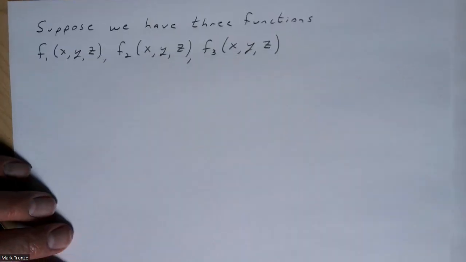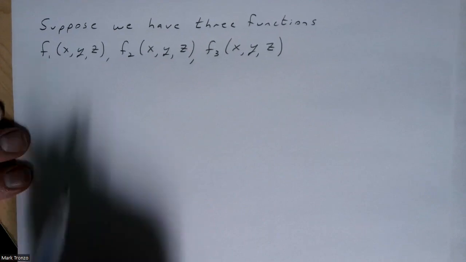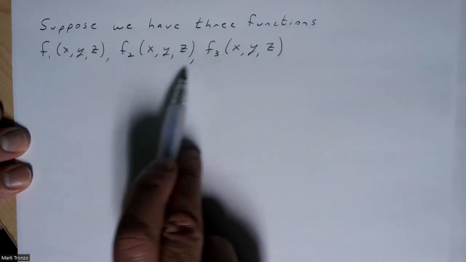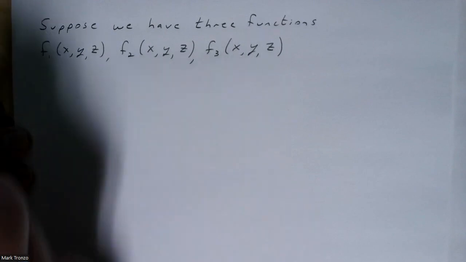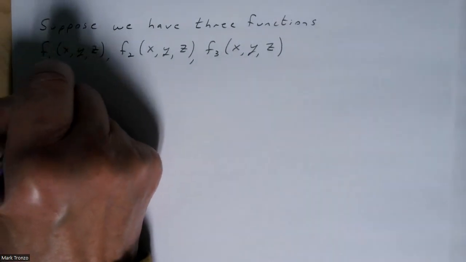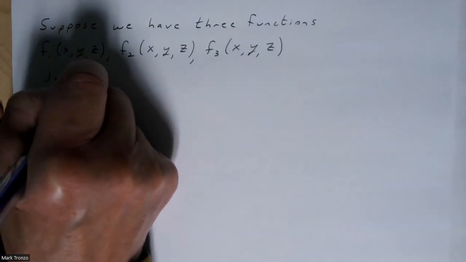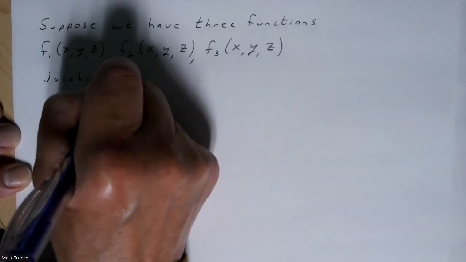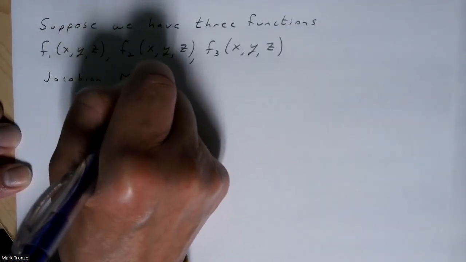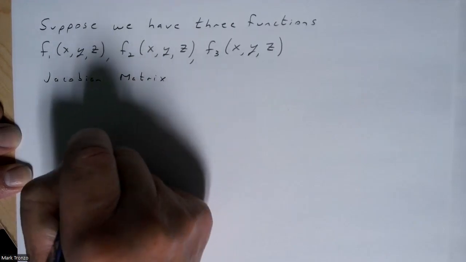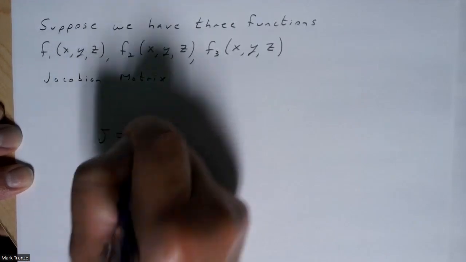Now you could also have the case where you have more than two functions. Now suppose we have three functions and they're each functions of the same three unknowns. The Jacobian matrix is defined this way. Again, I'm calling it J.